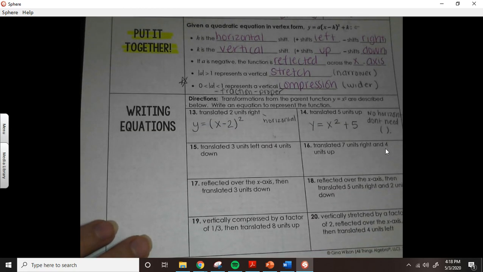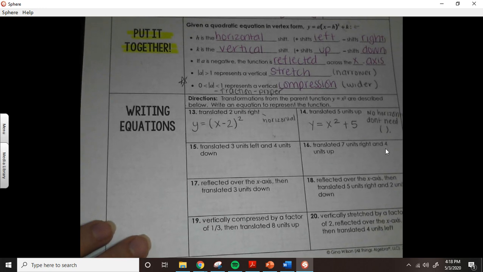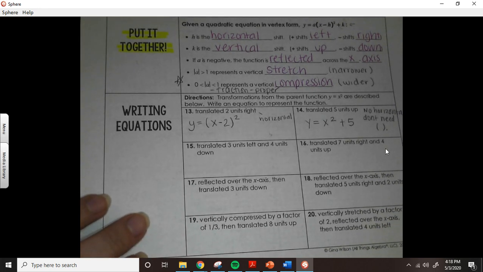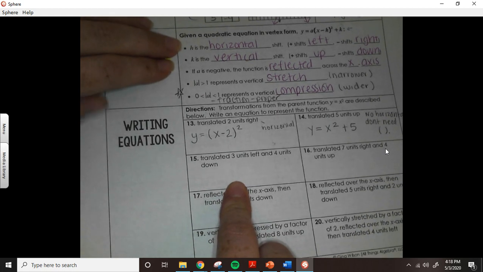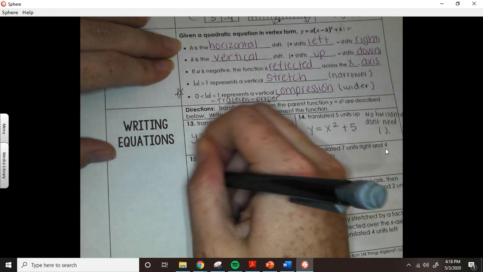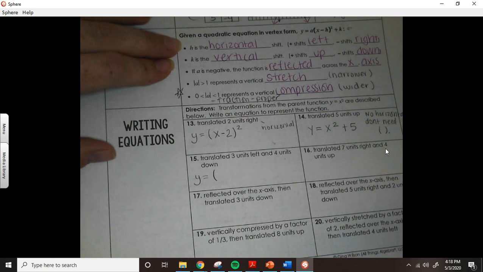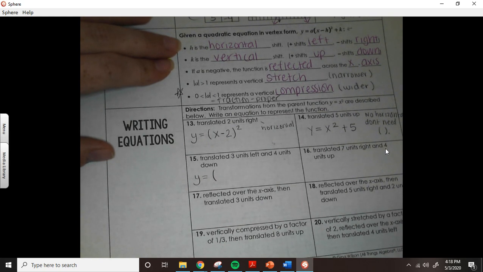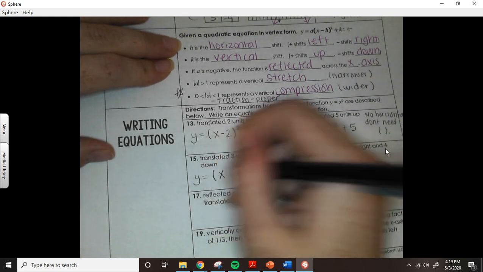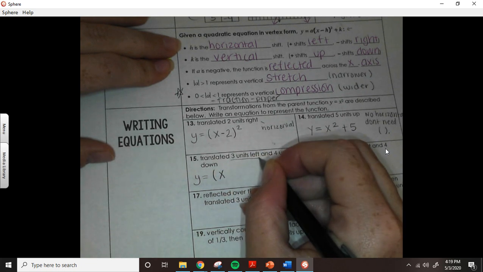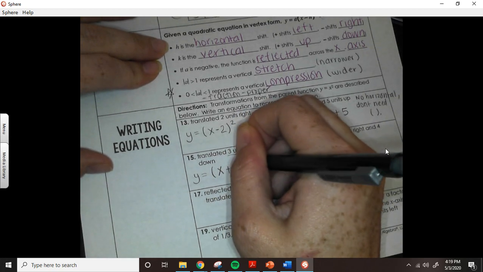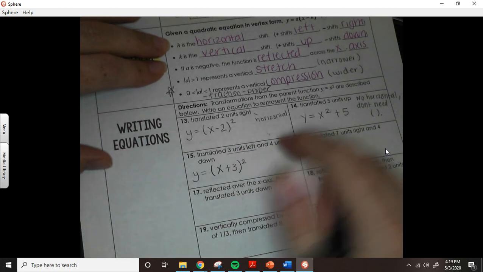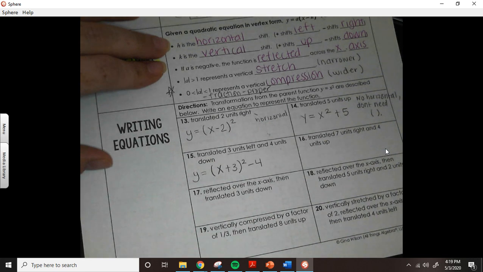Number 15, now we've got 2 translations, or 2 transformations here. So we've got left and down, so we've got vertical and horizontal movement, which is the h and the k. So again, no a, no reflection, no stretch or compression, so we can do y equals parentheses x, and since it's 3 units left, I'm going to look over here, left means plus, so I'm going to do x plus 3, don't forget your squared, and then 4 units down means minus 4.